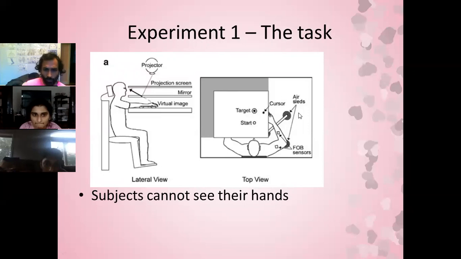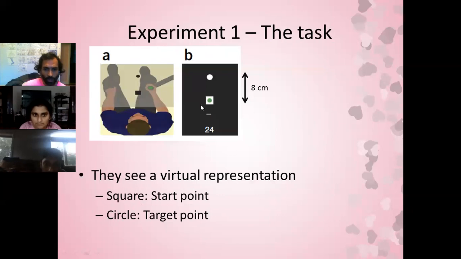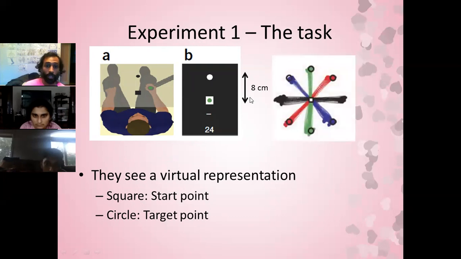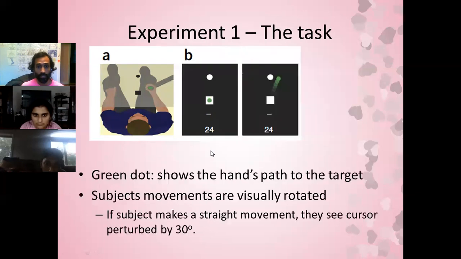Okay, as a quick reminder, people cannot see their hands. All they see is this virtual image where they have a square, which is a start point, and a circle, which is the target. Then they just have to reach towards it, and they're reaching underneath the table. I should also say the target changes locations, so they want to make this a little bit difficult.